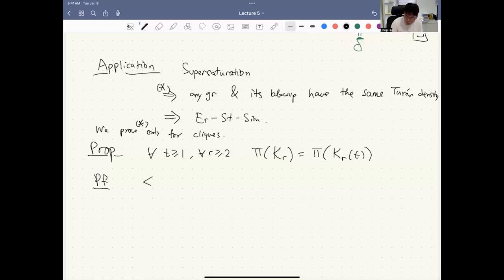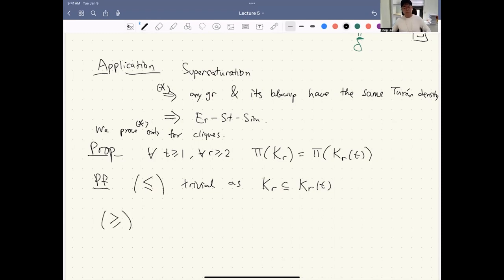This direction is trivial, as K_R is a subgraph of its blowup, and a subgraph has smaller Turán density. The Turán density cannot be larger than that of its supergraph. So we just need to look at the other direction.